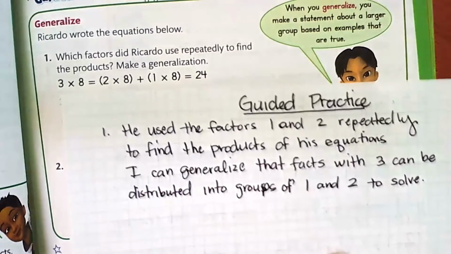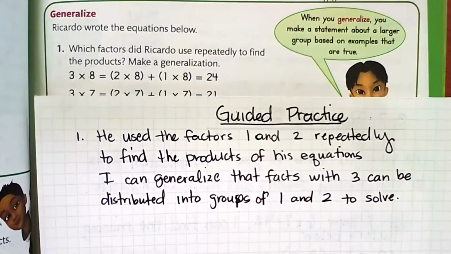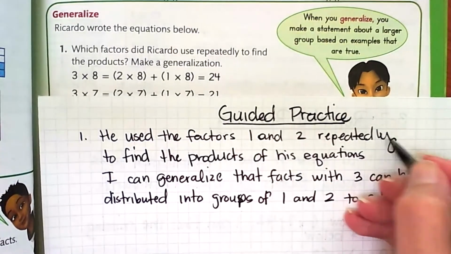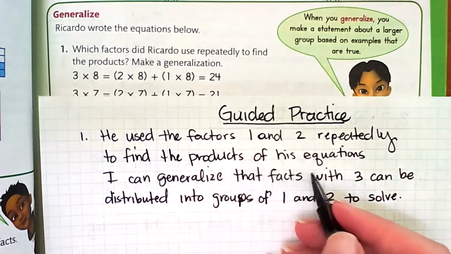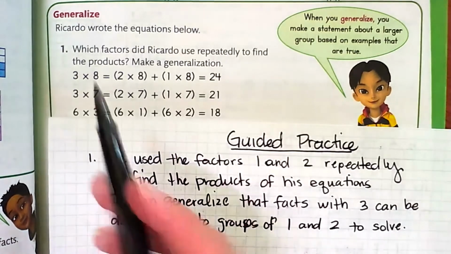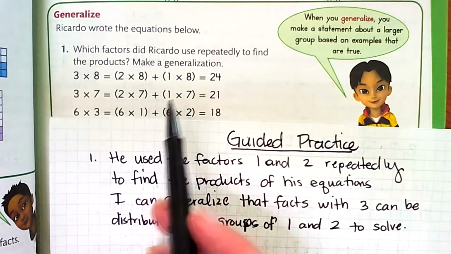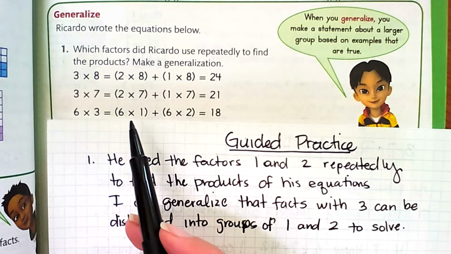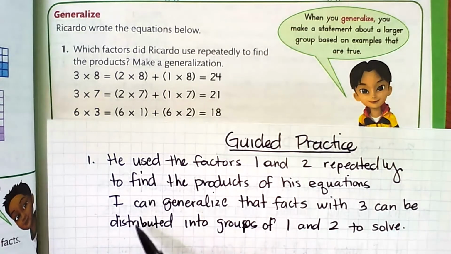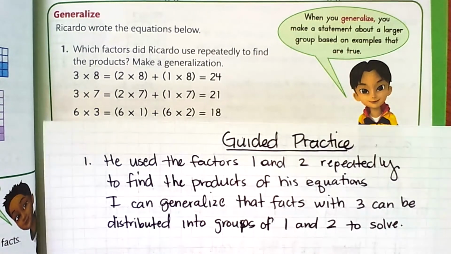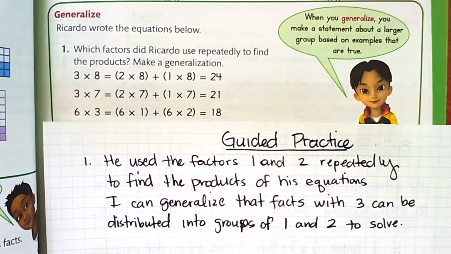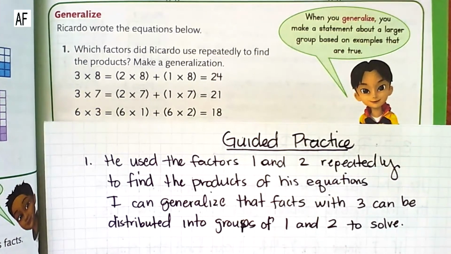All right, so that takes us through number 1. He used the facts 1 and 2 repeatedly. Repeatedly means over and over again, to find the product of his equations, right? He took the 3 over here, he broke it into 2 and 1. The 3 over here, he broke into 2 and 1. The 3 over here, he broke into 2 and 1 again. We can generalize, or we can assume that because he was able to do this multiple times correctly, that anytime you're working with 3 as one of your factors, you can break it apart into groups of 1 and 2 to solve.